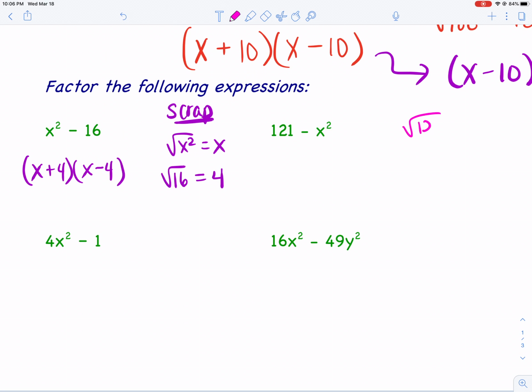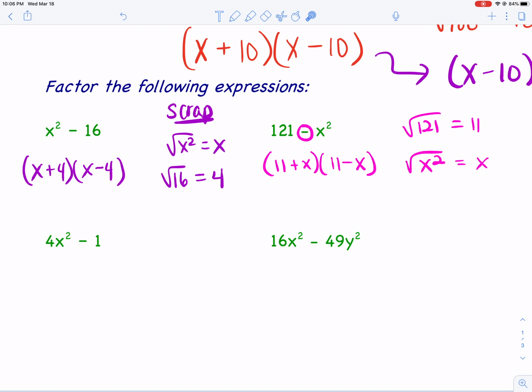Okay, the square root of 121, and then the square root of x squared. Also, always check that there's a minus sign between them. The square root of 121, what number times itself is 121? 11. The square root of x squared is x. So I have 11 plus x, and then 11 minus x. When the number comes first in the binomial, the number is going to be first in each of the binomial factors. Again, they're conjugate factors, x plus 11, x minus 11.